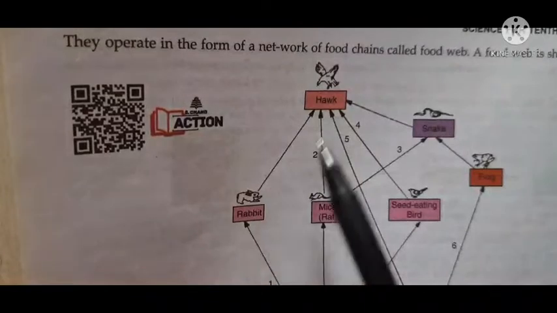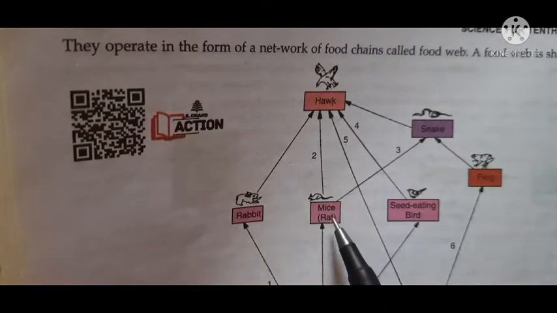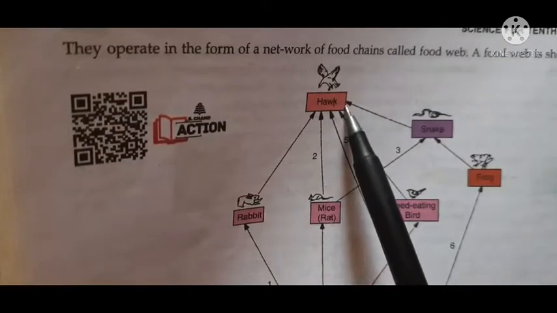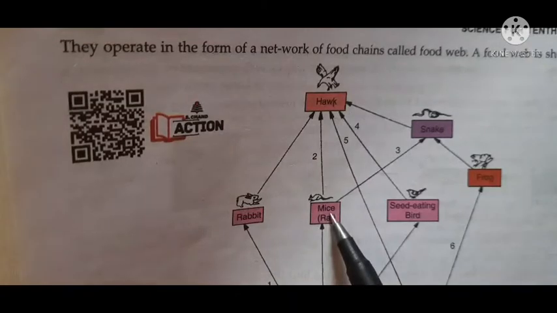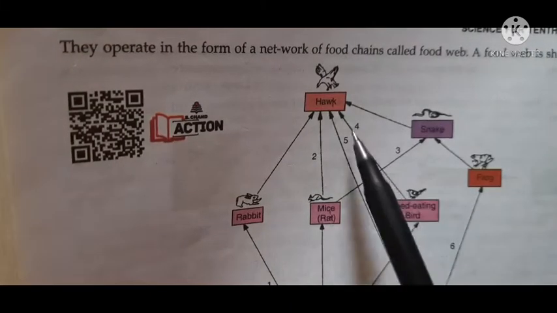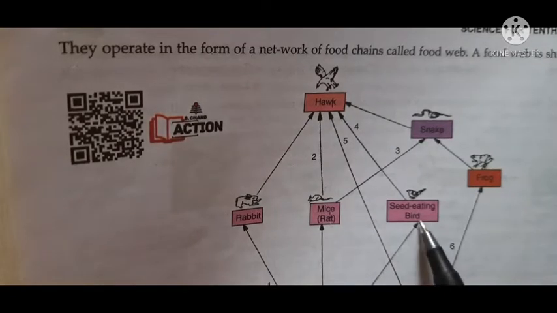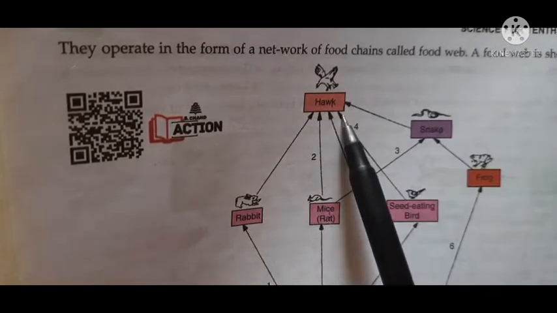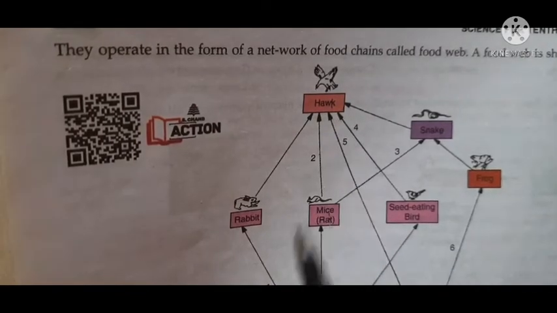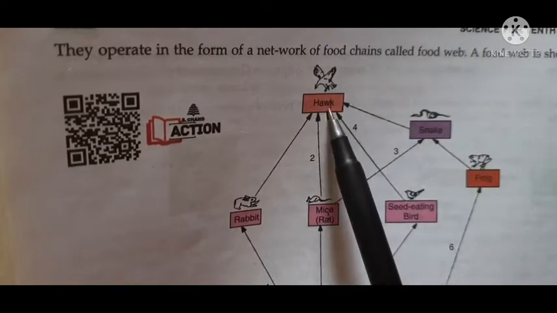Now this rabbit can be directly eaten by hawk. This plant is eaten by mice, which can be eaten by snake, and then this snake is eaten by this eagle, or this mice can be directly eaten by this top carnivore. Or this plant is eaten by bird, which can be directly eaten by this eagle. Or this grasshopper can be directly eaten by eagle or can be eaten by frog. Frog is eaten by snake. Snake is eaten by this.